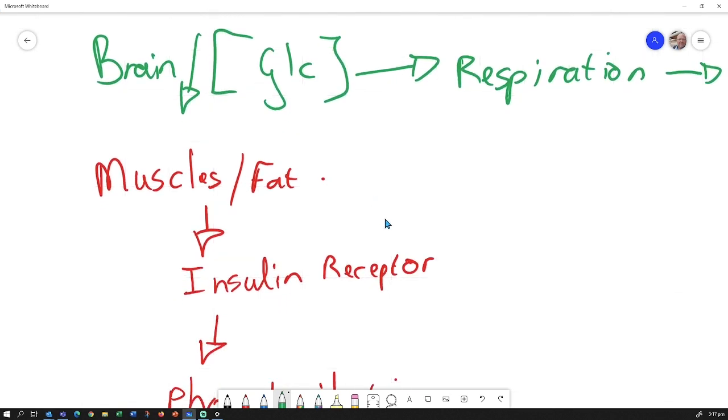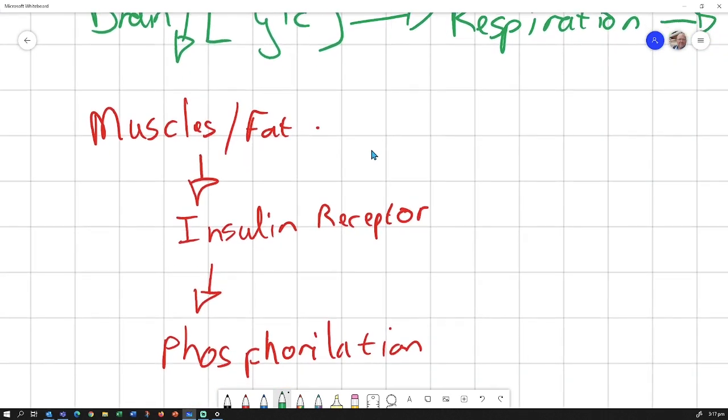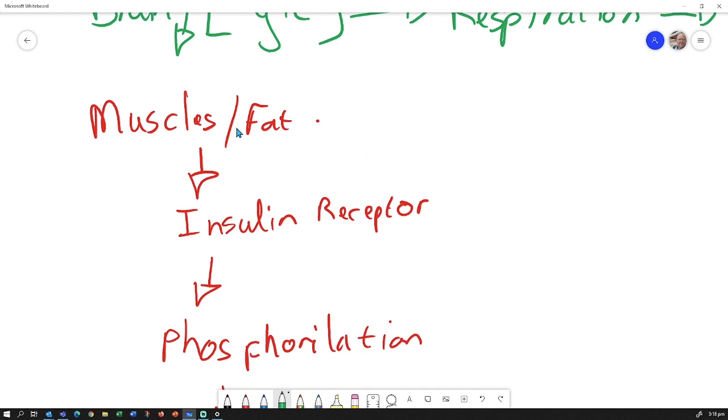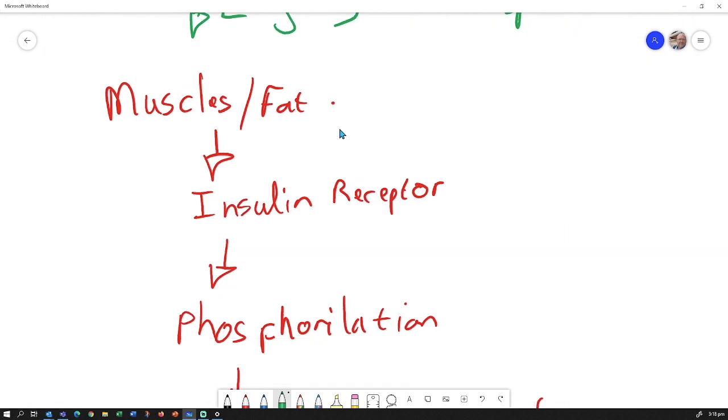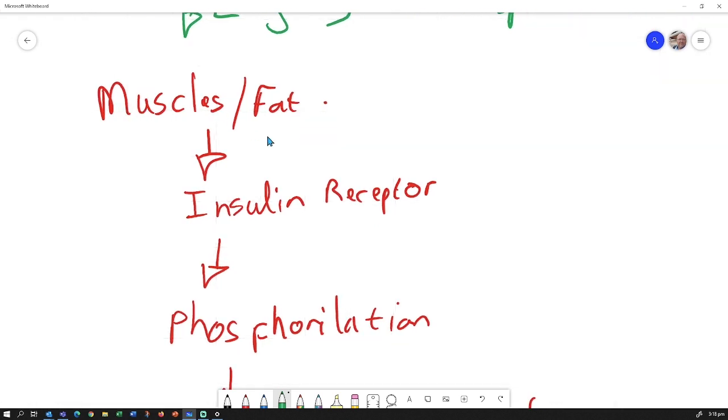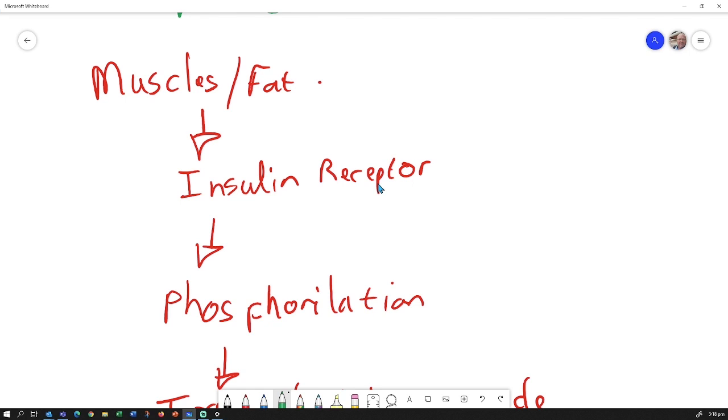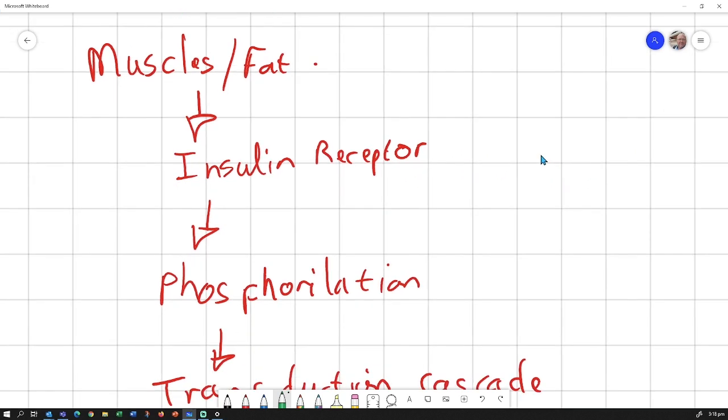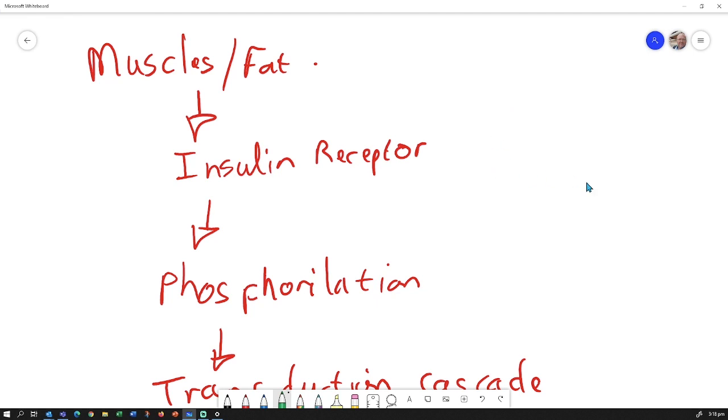When we get to muscles and fat, that is slightly different. Now, the fancy word for fat is adipose tissue. So if you want to not use fat cells, you talk about adipose tissue. Now, they also have an insulin receptor. However, they don't have GLUT4 that sits in their membrane already. So it needs to be placed in the membrane.